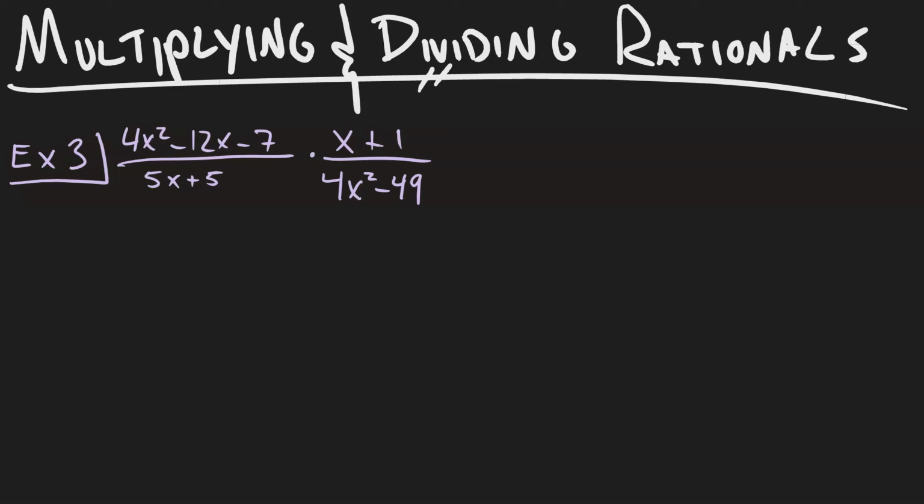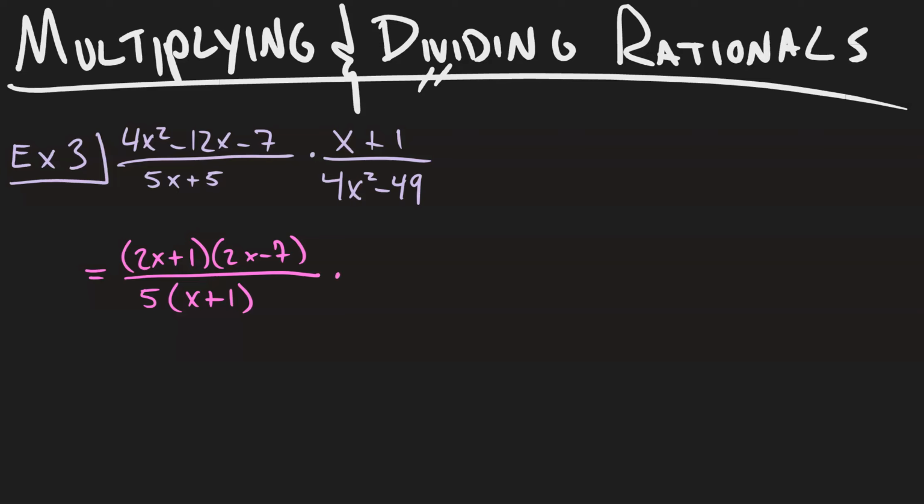Alright, we'll stick to our factoring for our third example. In this case, let's factor our numerator from the first. And this one will take a little bit more effort, but it will factor to 2x plus 1 times 2x minus 7. The denominator will factor to 5 times x plus 1.